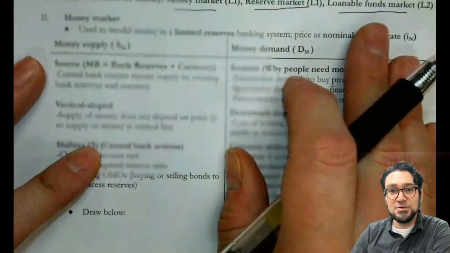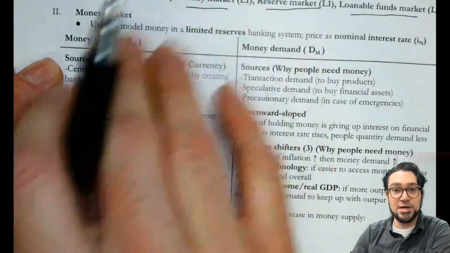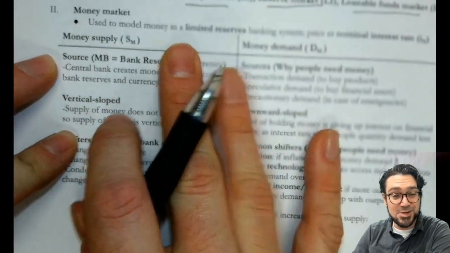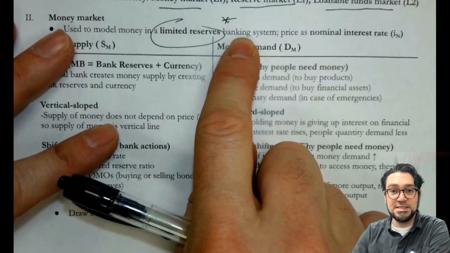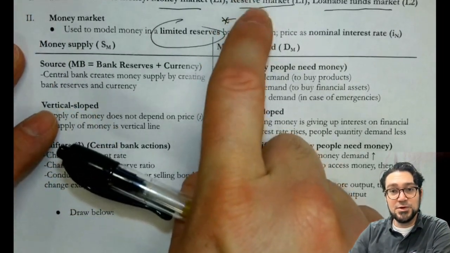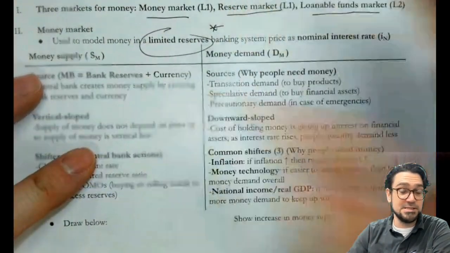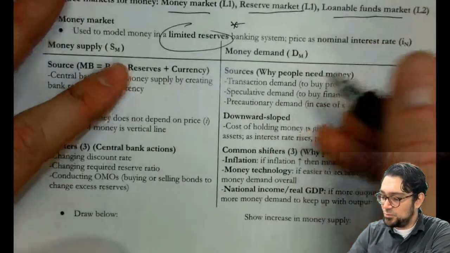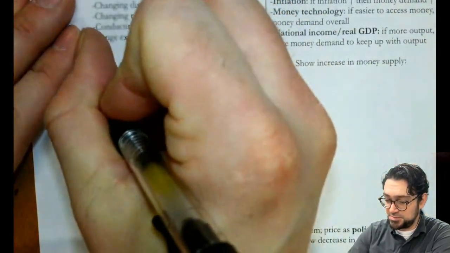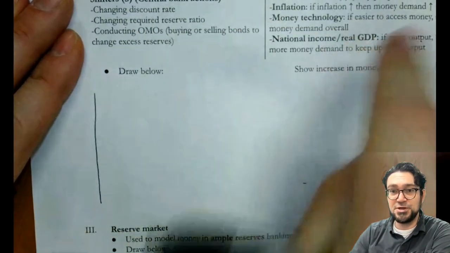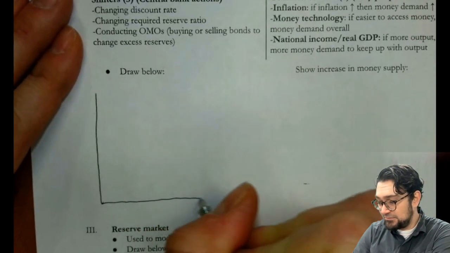Now, the first market that we're going to learn about, as I said, is the money market. And this is used to model the money supply in banking systems where they have limited reserves. So this is key here. You're only going to be doing it when the banking system has limited reserves. The other one, the reserve market, we're going to be using when the banking system has ample reserves. And the way we're going to explain it, I think it's easier to understand it just by drawing the graph first. So I'm going to talk through this information up here as I show you what the graph looks like.